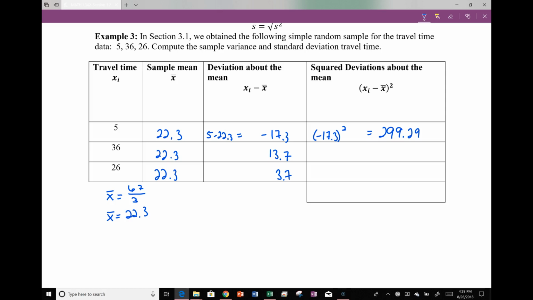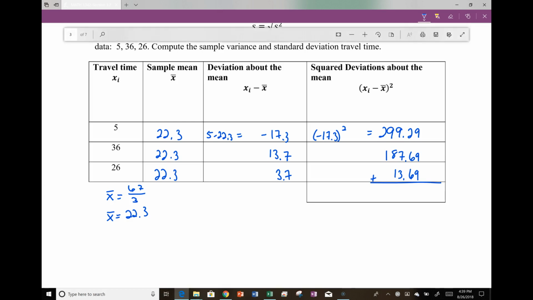Now recall that this column must be all positive values. So we're about to take 13.7 times 13.7, or 13.7 squared. That's going to be 187.69. 3.7 squared will be 13.69. These are my three squared deviations for my three data values. I'm going to add these up, and whenever I add these up I get 500.67. I am not finished with my variance yet.